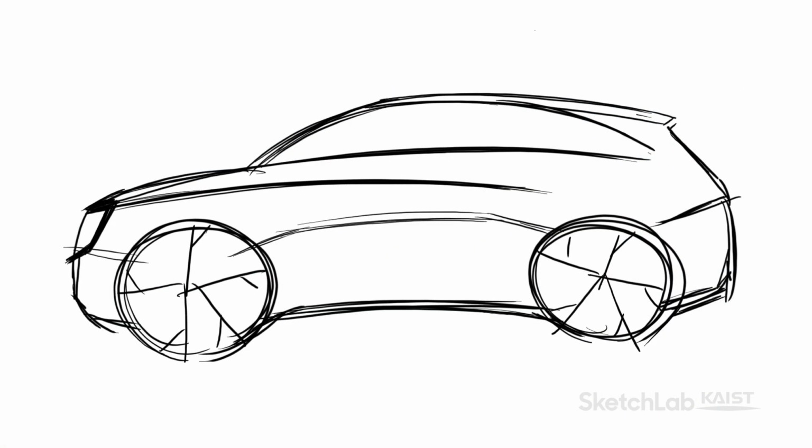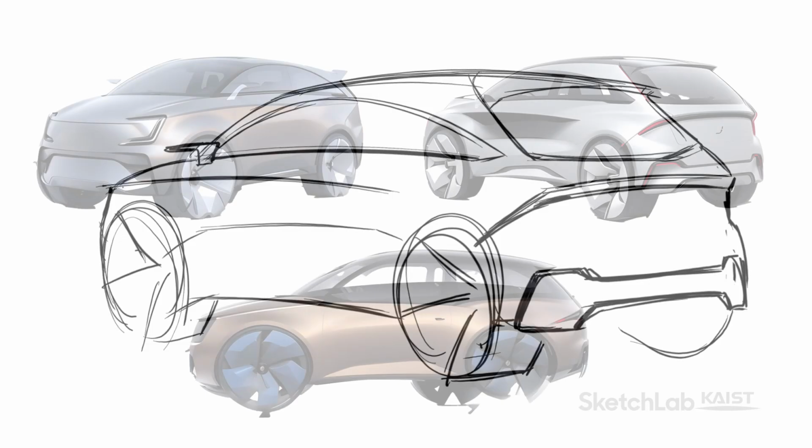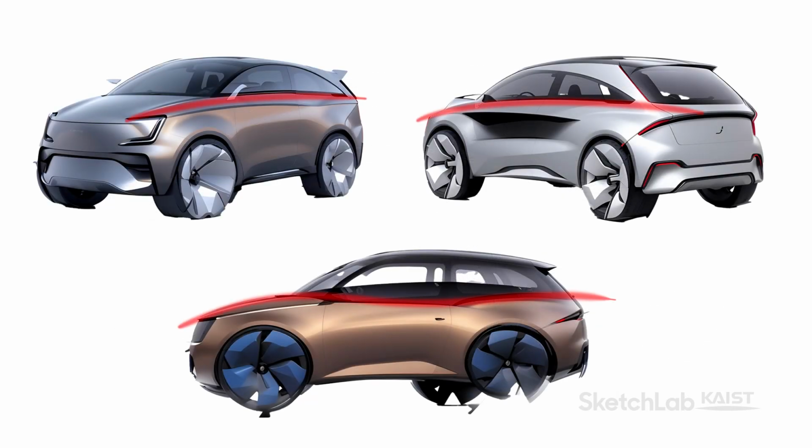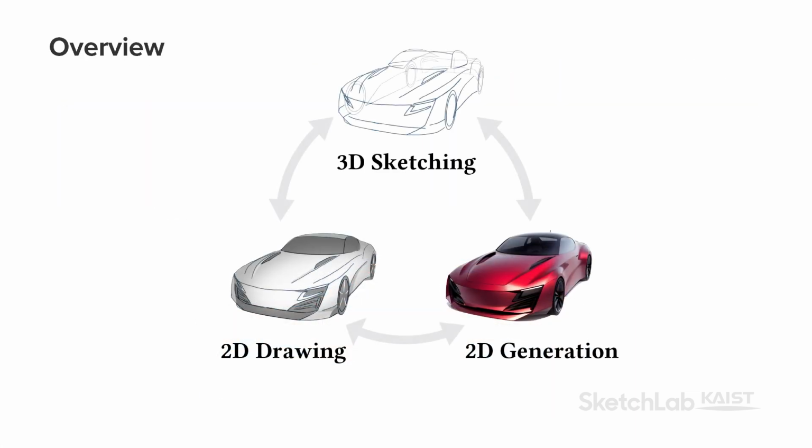Designers must draw a new sketch for each viewpoint, and generated images often lack view consistency, making it difficult to describe the same 3D shape and steer design development in the desired direction. To address these, we integrate the strengths of 3D sketching and 2D generative AI in a complementary manner.